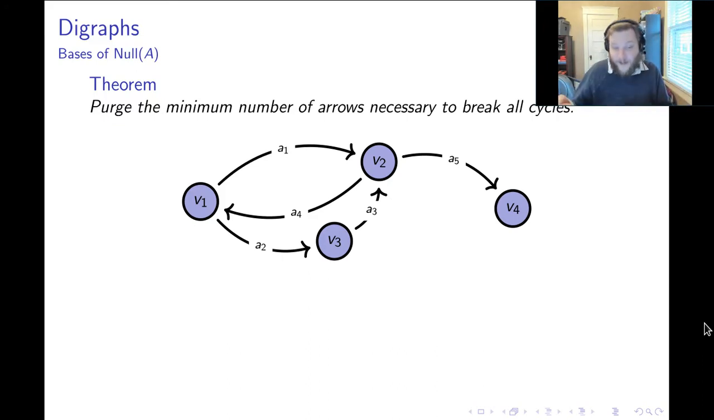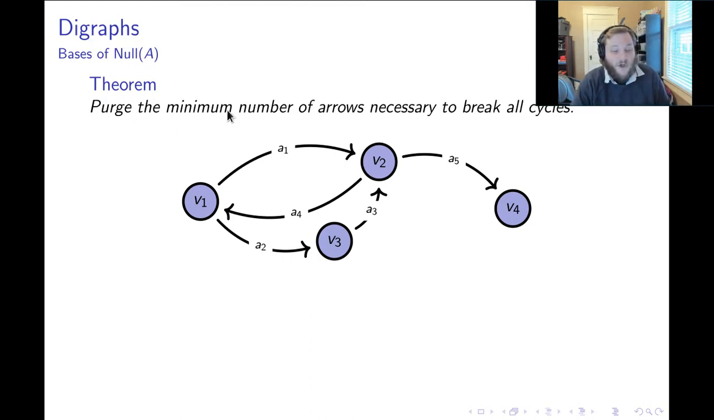concept of circuit rank. So remember, one of the things we said about the incidence matrix of a directed graph is that if you look at any path vector that represents a cycle, that path vector is in the null space. So it turns out that we can construct a basis for the null space by systematically figuring out the structure of the cycles within the digraph. So here's what the theorem says.